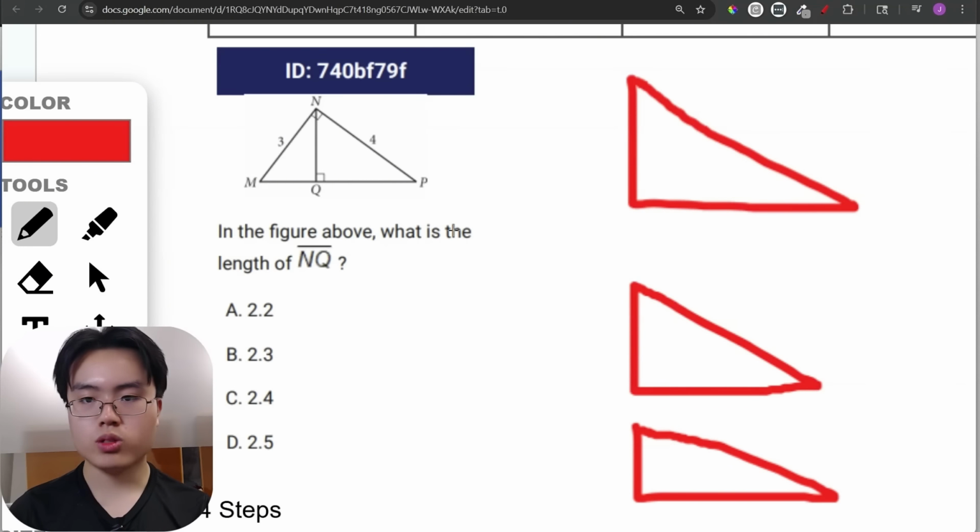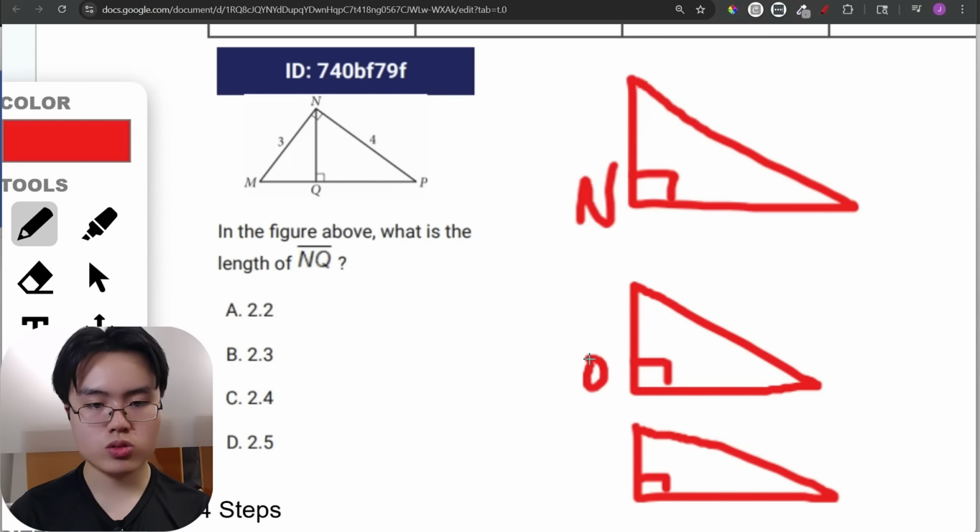But I just want to draw out three triangles. Let's say this is the big triangle. So the right angle is here, right? And these are the right angles. So let's label the right angle. N is the right angle for the big one. Q is the right angle for the smaller one. So let's label Q and Q.